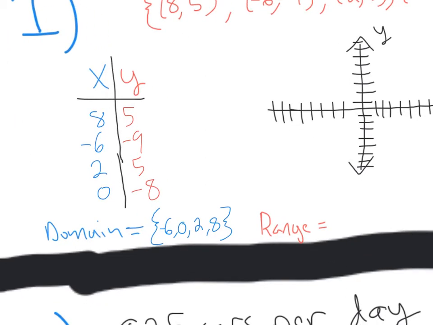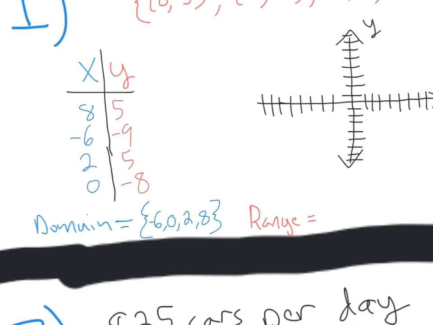Now all of the numbers in my range are just my y values, all the red numbers here. So let's go ahead and write those numbers in order from least to greatest. Negative 9 is the smallest, negative 8 comes after that, and then we've got 2 5s. We don't need to write it twice. So there we go, we have our domain and our range.